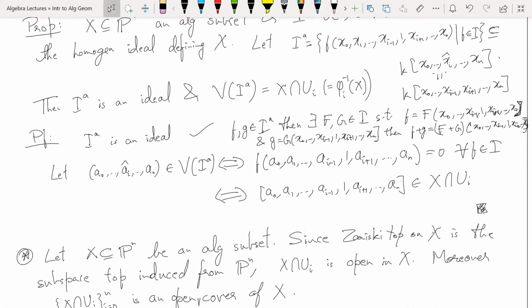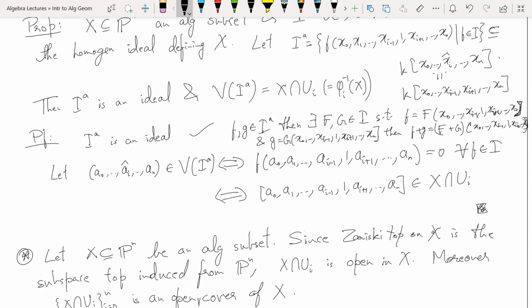And it of course belongs to X because this n+1 tuple vanishes for all F in I. We only have to show it vanishes for all homogeneous F in I, but it actually vanishes for all F in I, and hence this belongs to X intersection U_i. And the converse is also true.